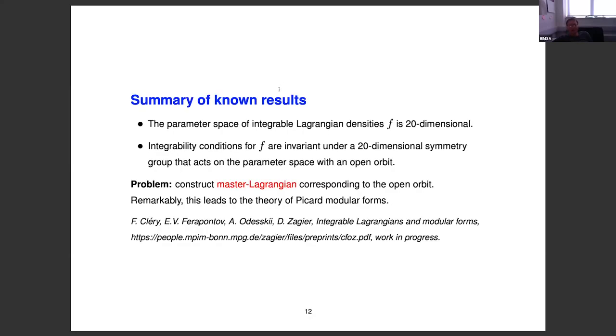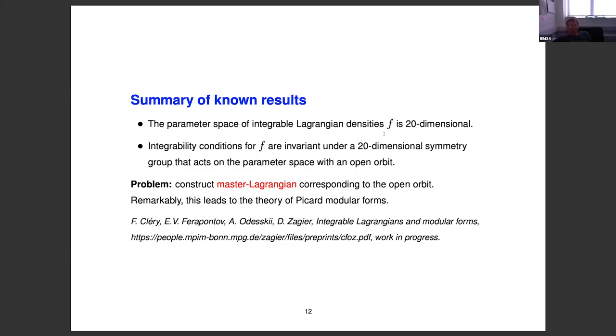Okay. Let me summarize known results. First of all, the parameter space of integrable Lagrangian densities is 20 dimensional. I will show you where this number 20 is coming from on the next slide, when I will write down a system of differential equations for F, which are integrability conditions, all right? It's clear from this system that the solution space is 20 dimensional.